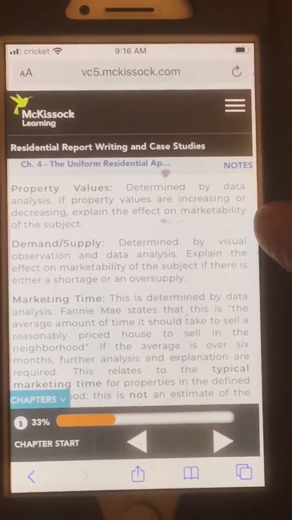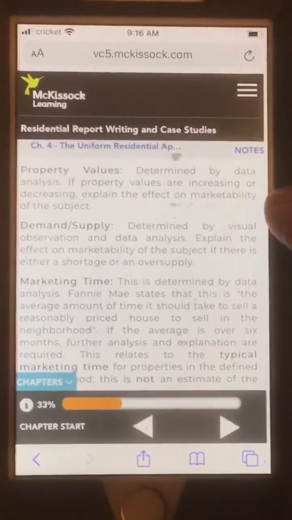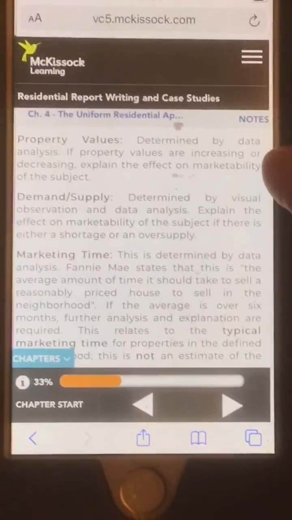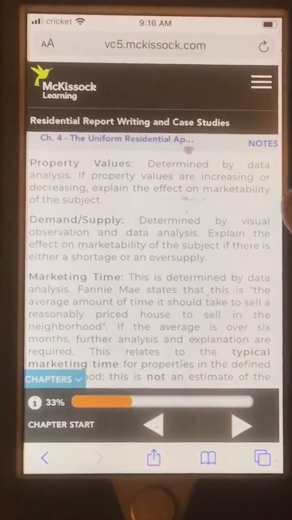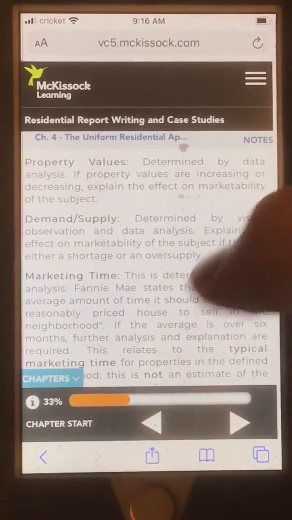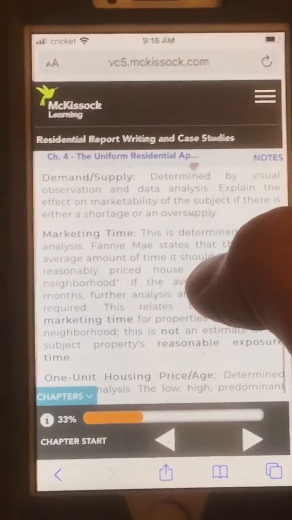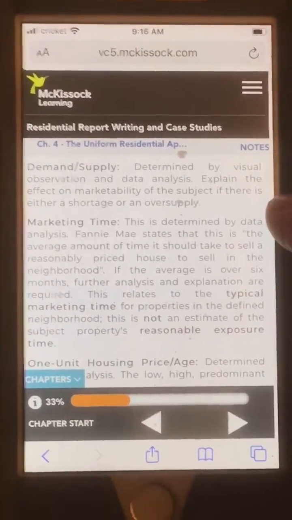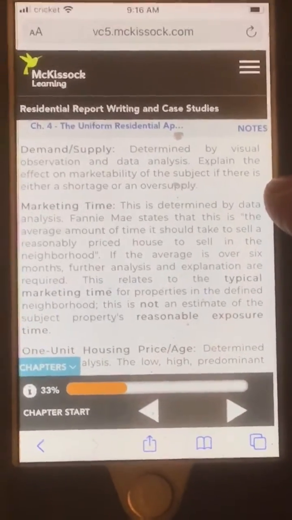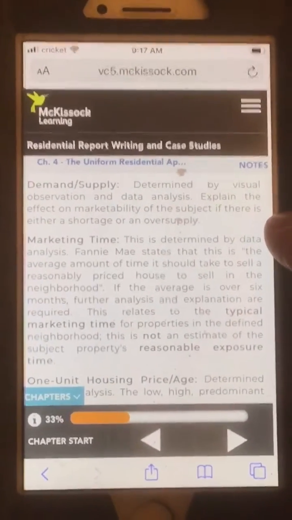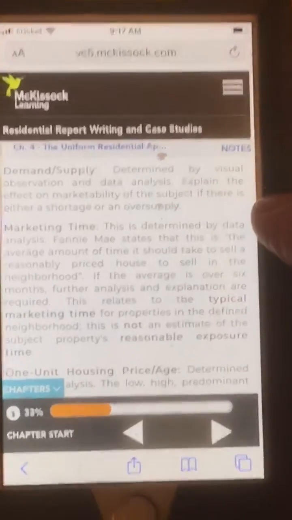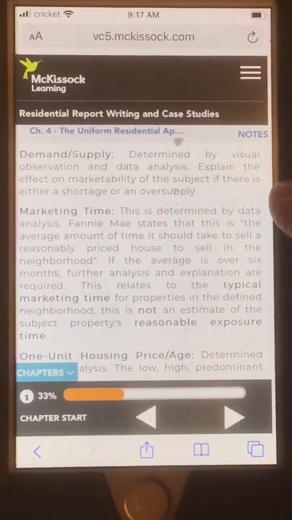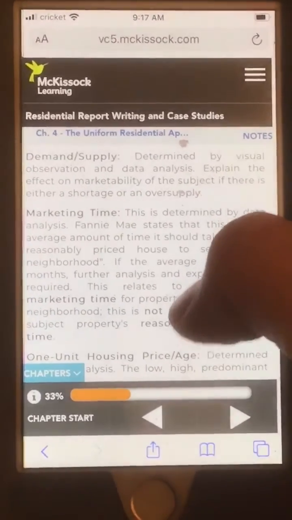Property values, determined by data analysis. If property values are increasing or decreasing, explain the effect on marketability of the subject. Demand/supply, determined by visual observation and data analysis. Explain the effect on marketability of the subject if there is either a shortage or an oversupply.